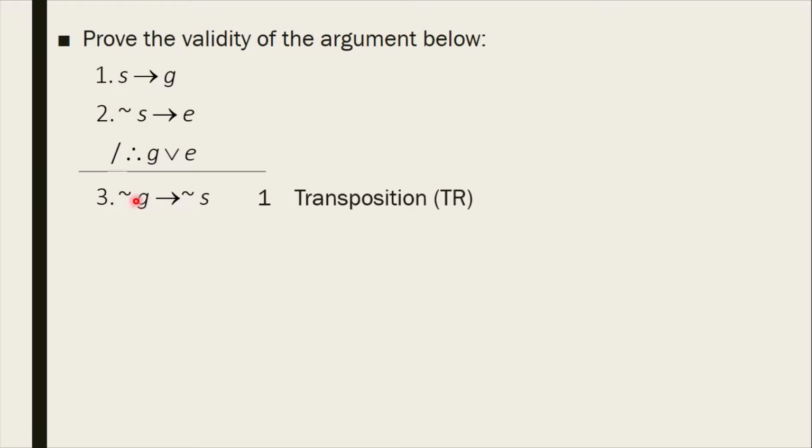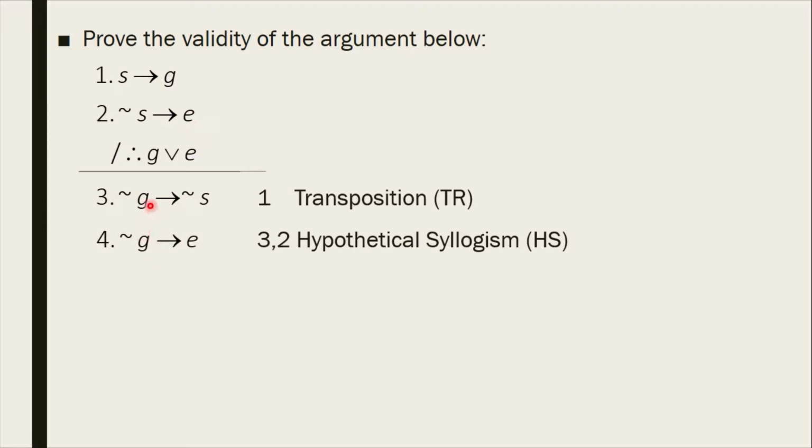As you notice, we can now use premises 2 and 3 to arrive at our statement number 4 using hypothetical syllogism. So we have not G implies E. Okay, using hypothetical syllogism, because the consequence of this and the antecedent of this conditional statement are just the same, so we can apply hypothetical syllogism to get not G implies E.